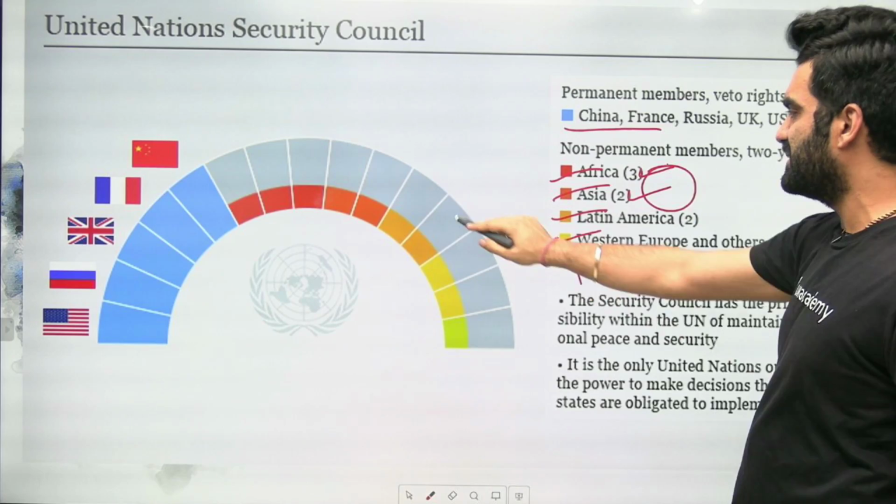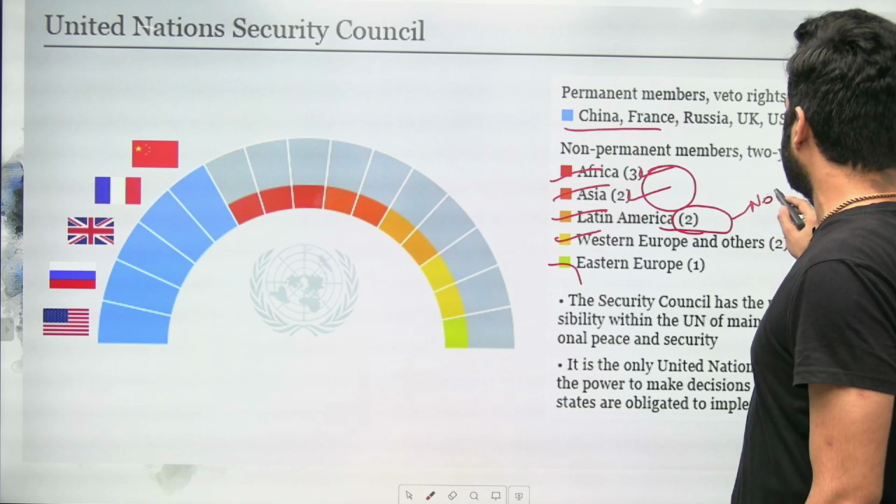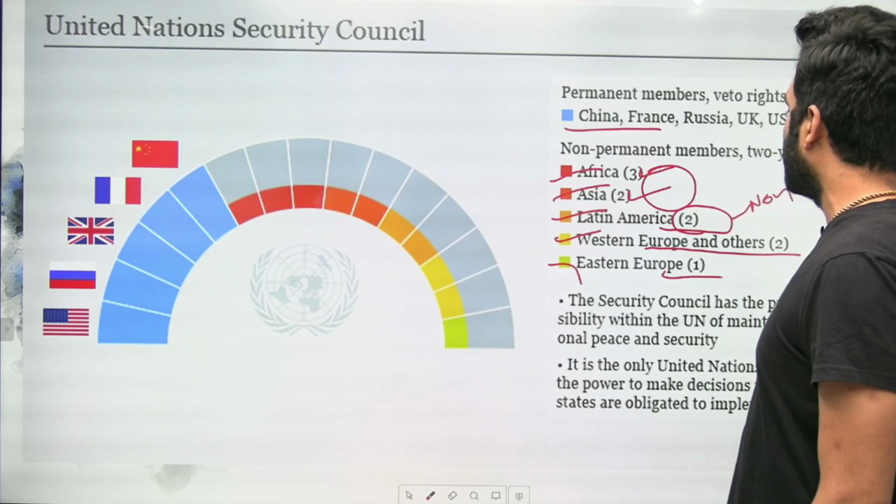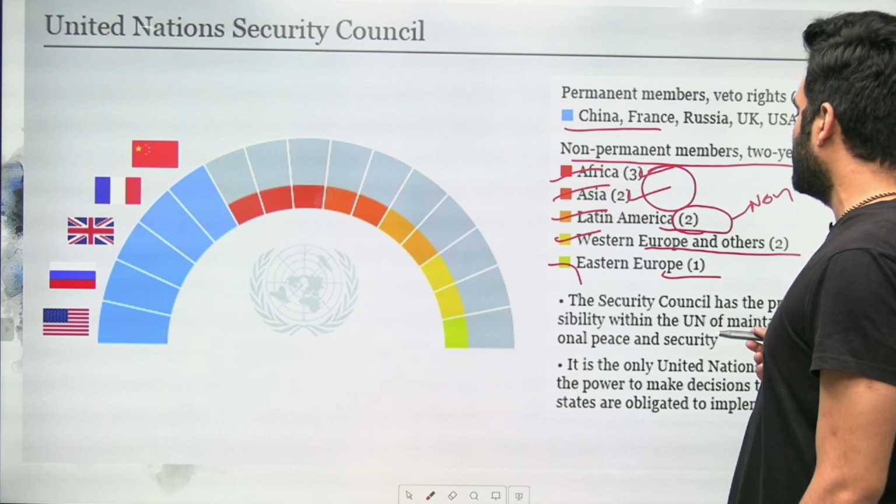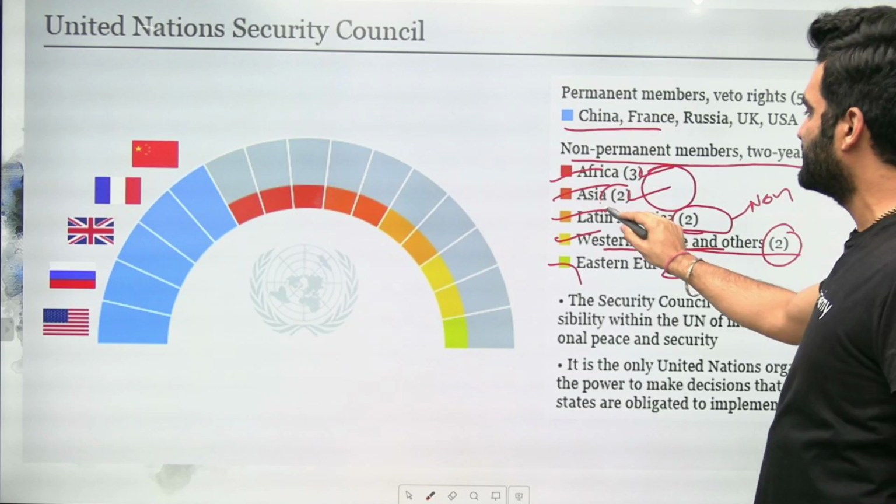Latin America will get 2 members out of the non-permanent members. Western Europe and others will get another 2. Eastern Europe will get 1. So this distribution of non-permanent members is also not equal. As you see here, Western Europe will get 2 members. Asia as a whole is getting 2 members only. Eastern Europe will get 1 member.